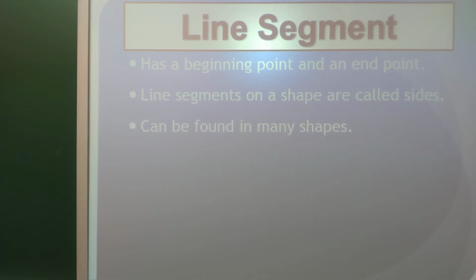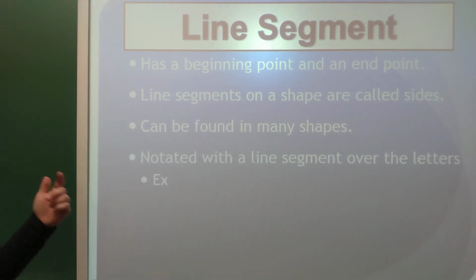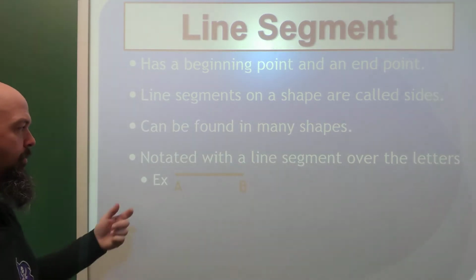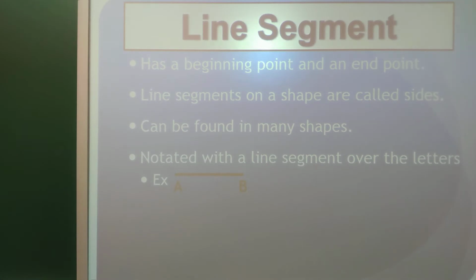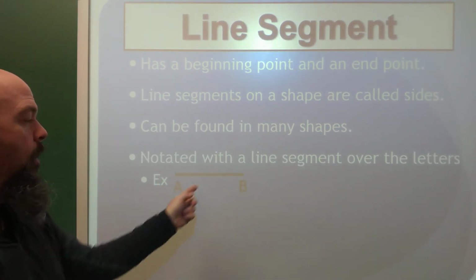All kinds of shapes obviously have line segments. The notation, again, is simply putting the line segment symbol over the labeled letters. So once again, this time we're looking at line segment AB. Notice there's no arrow on either end.